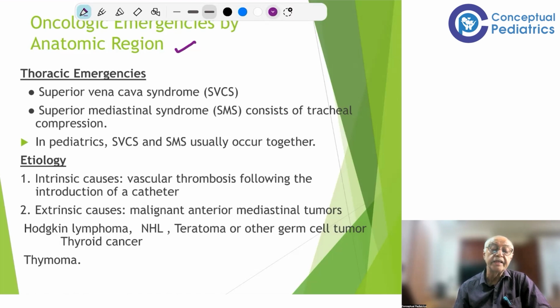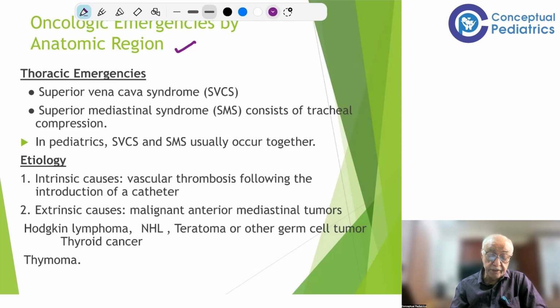And then whenever the lymph nodes are much more increased, what happens is the superior mediastinal syndrome. It compresses on the mediastinum, it can compress on the trachea, and that is called superior mediastinal syndrome, which consists of the tracheal compression. So basically in children, the superior vena cava syndrome and superior mediastinal syndrome usually occur together, because the space is less, the growth also compresses the mediastinum and it causes mediastinal syndrome. And on top of it, you have the superior vena cava syndrome.